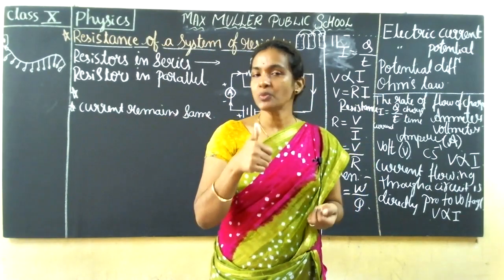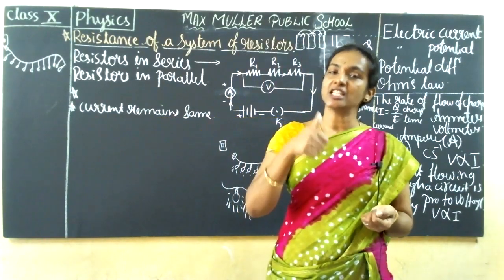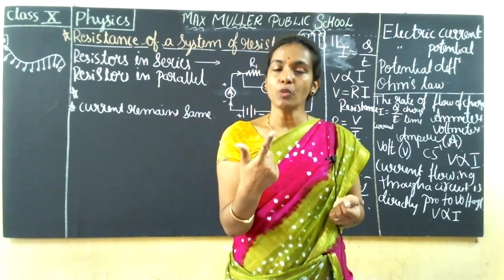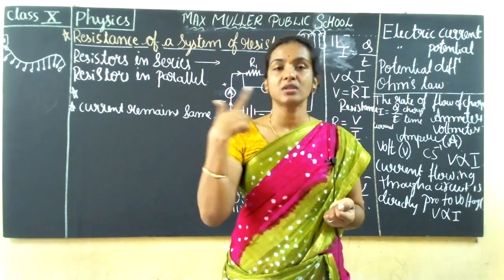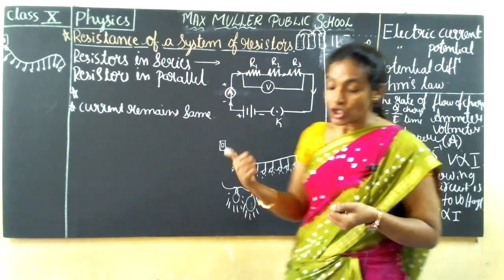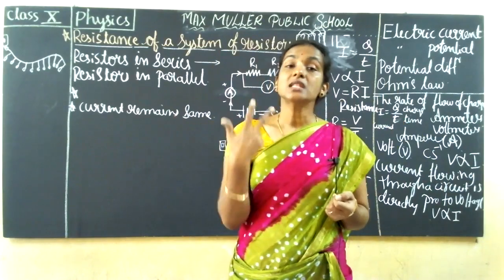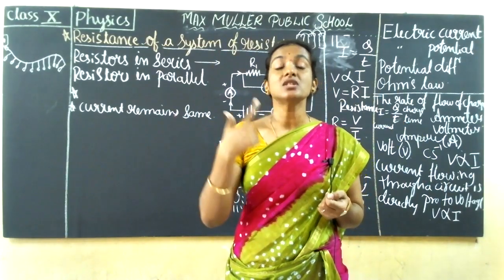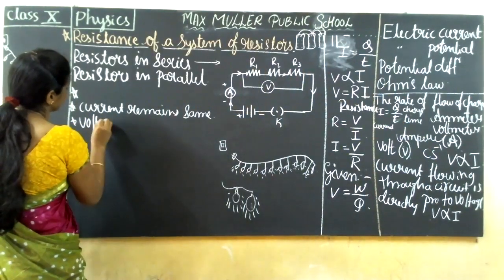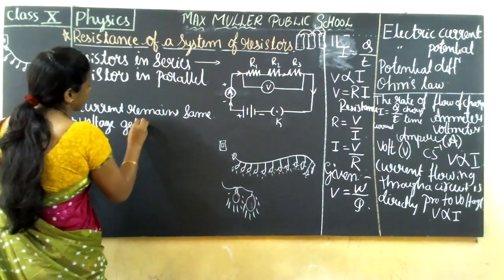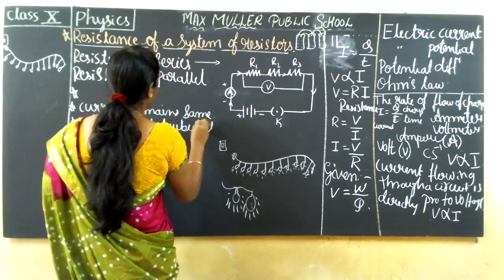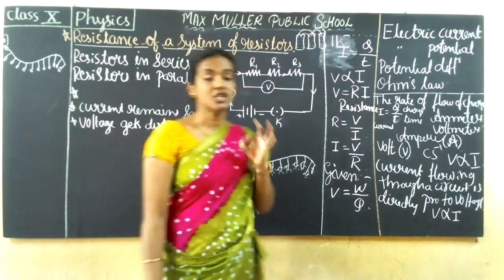Is my point clear? The first point was that your resistors are connected in series, which means you connect them one after the other. The second point is that current remains same throughout the circuit. I have explained here how that is. So current remains same. Third point: voltage gets distributed. What is the third point here? Voltage gets distributed.